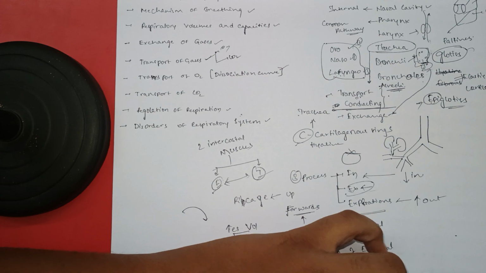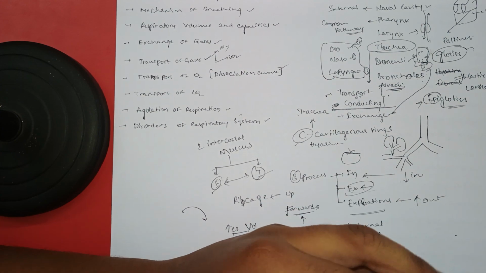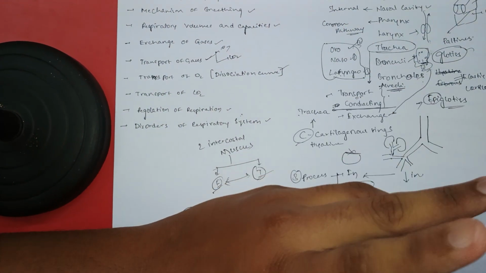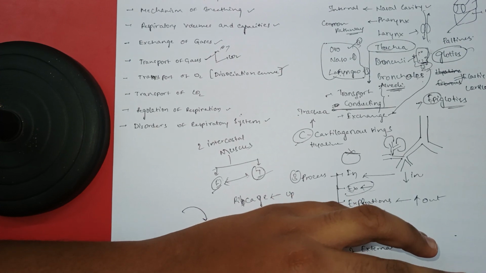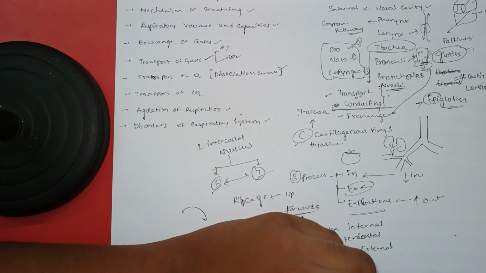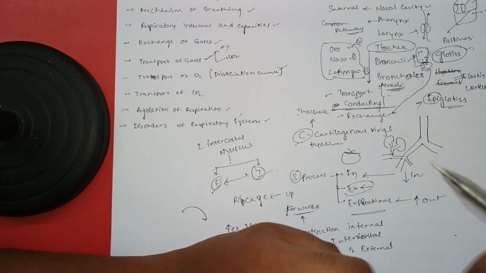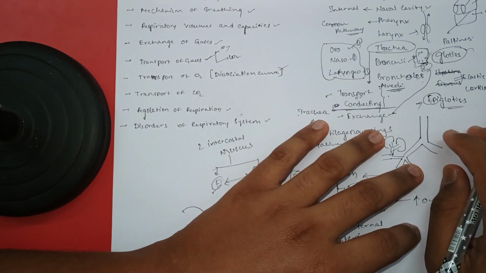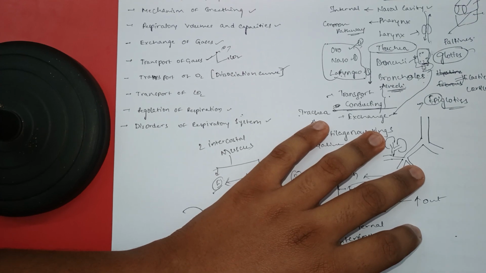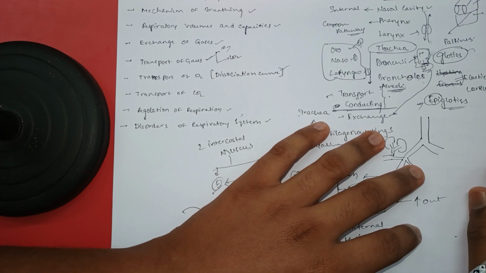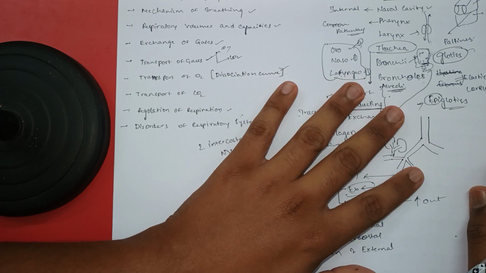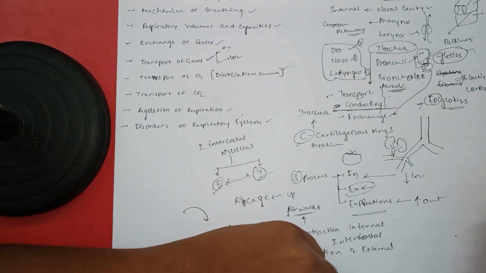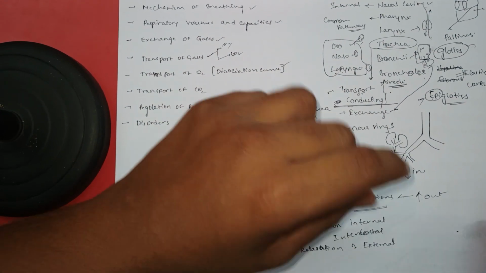Here, when we say air, we will be inspiring all the components of air. We will be inspiring oxygen, nitrogen, carbon dioxide, water vapor, etc. But the thing which is required for us is oxygen, through the breathing process. So oxygen is the main component.